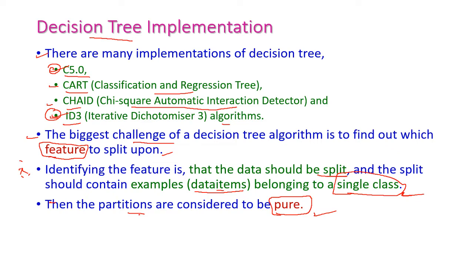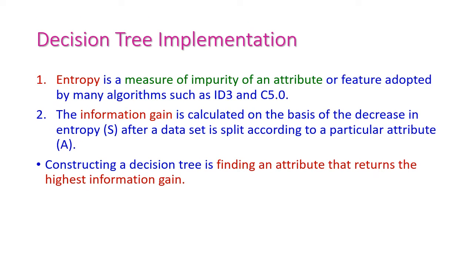This is the very big challenge for implementing the decision tree. While implementing the decision tree, two measures are very important. First one is entropy and second one is information gain. Entropy means the measure of impurity of an attribute. Based on this only we can select the particular feature for splitting the data set, and many of the algorithms like ID3 and C5.0 use this entropy for the split.